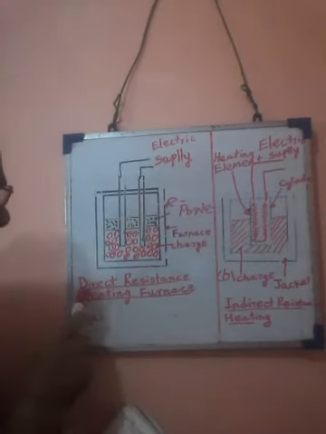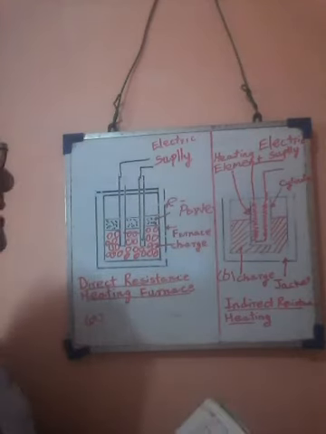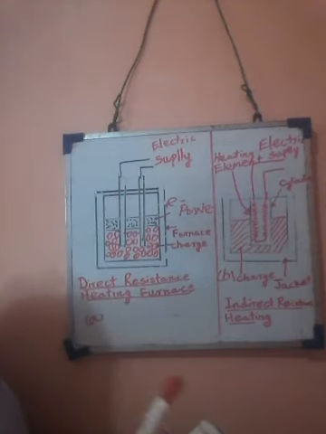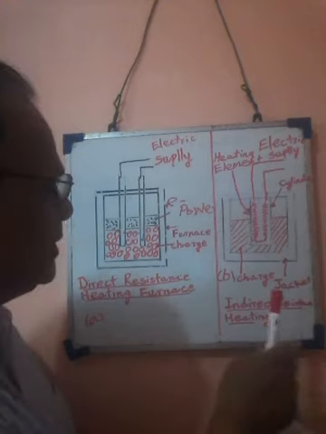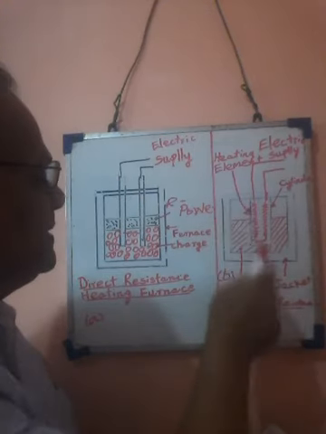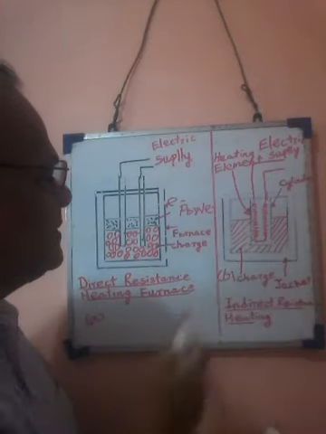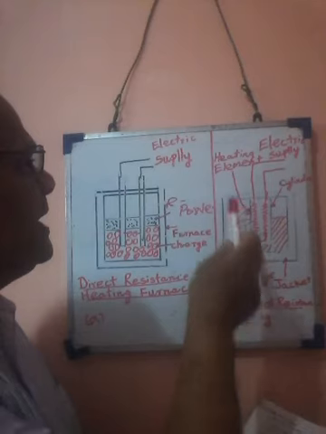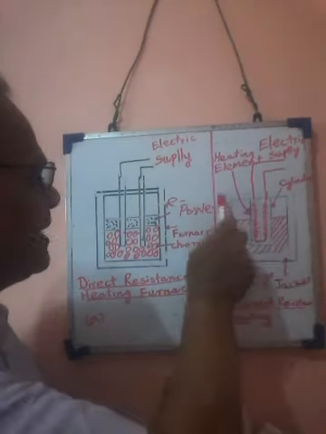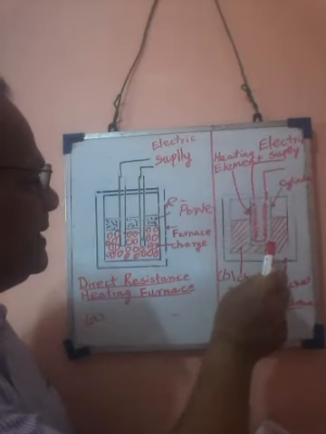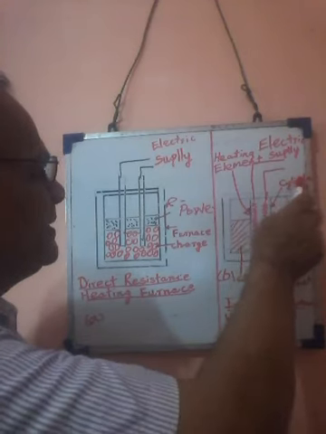This is the direct resistance heating furnace. You remember the direct resistance heating. And the second one is indirect resistance heating. This figure B shows the indirect resistance heating. This is called the jacket, and inside the jacket there is some cylinder.